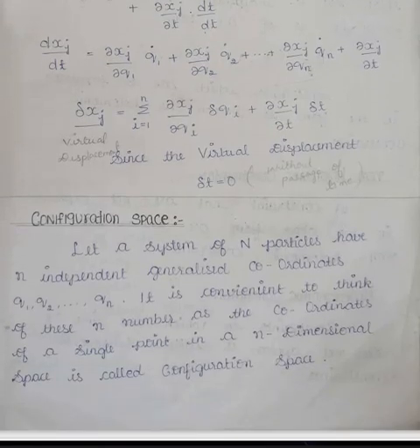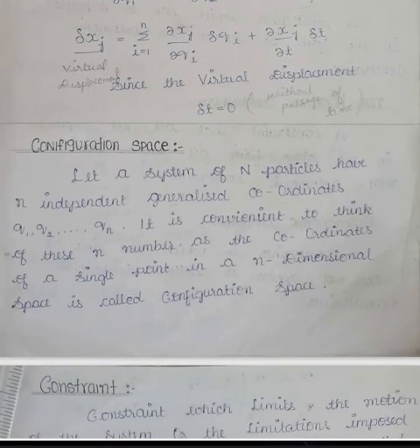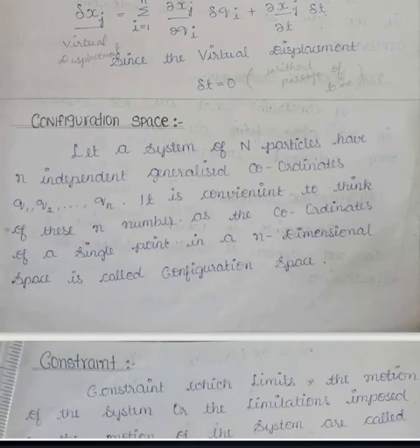Configuration space. Let a system of n particles have n independent generalized coordinates q1, q2, etc., qn. It is convenient to think of these n numbers as the coordinates of a single point in an n-dimensional space, which is called configuration space.